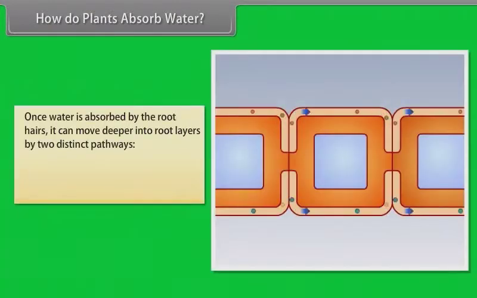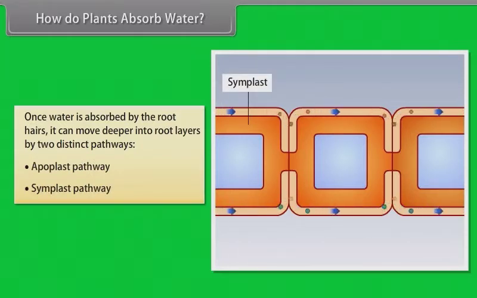Once water is absorbed by the root hairs, it can move deeper into root layers by two distinct pathways: Apoplast Pathway and Symplast Pathway. We will know them in detail in the next few screens.